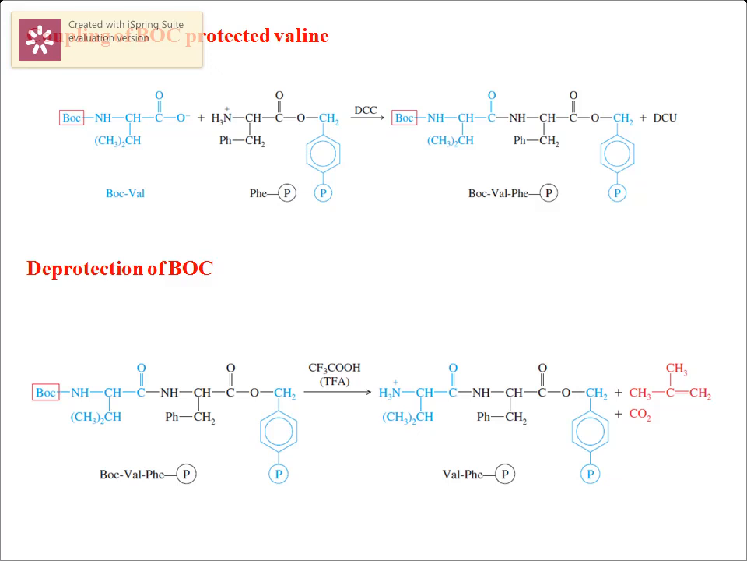The third step is coupling of BOC-protected valine. We take BOC-protected valine in solution, which contains a coupling reagent, DCC, dicyclohexylcarbodiimide. We have seen the coupling mechanism and coupling reagents in the last class, so I'm not going to discuss the mechanism. The solution contains the BOC-protected valine, with the NH2 group of the valine protected with BOC, and the coupling reagent.